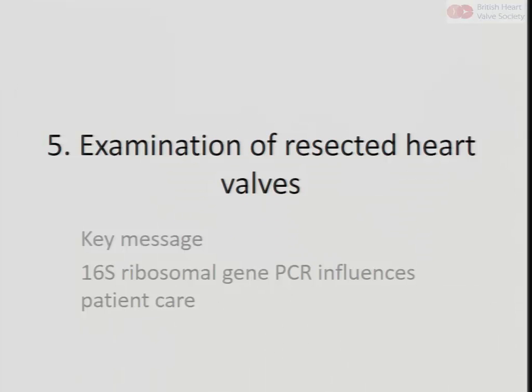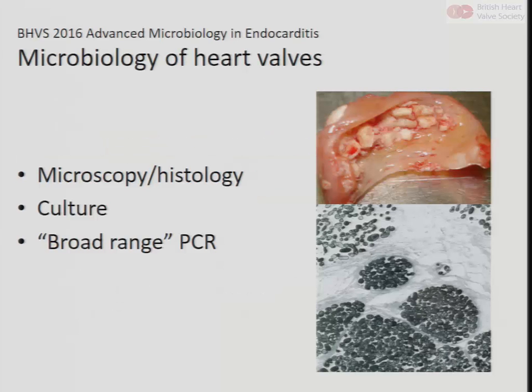Key message here is that 16S ribosomal gene PCR influences patient care. So it's not just a nicety that we microbiologists like to do. Normally you do a microscopy on resected heart valve tissue, and if you're lucky, histology. Then it's cultured, and more often than not, it's culture negative. So we do this thing called broad-range PCR.